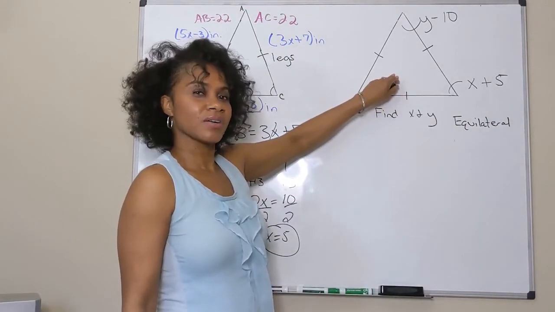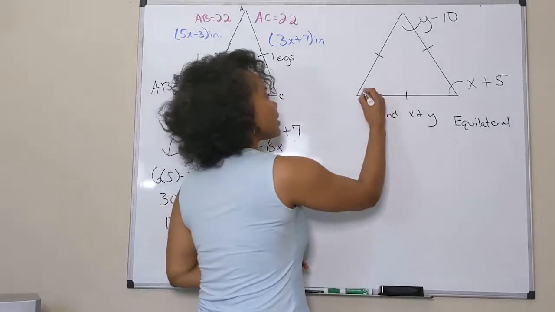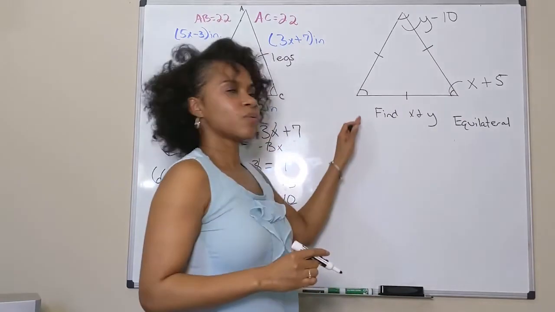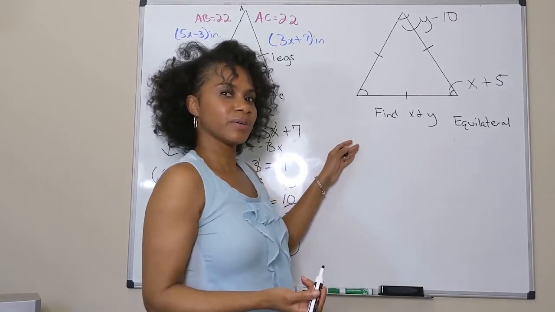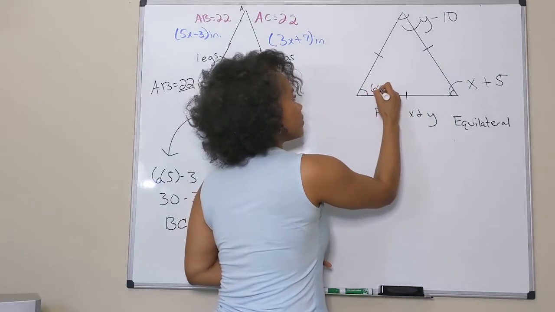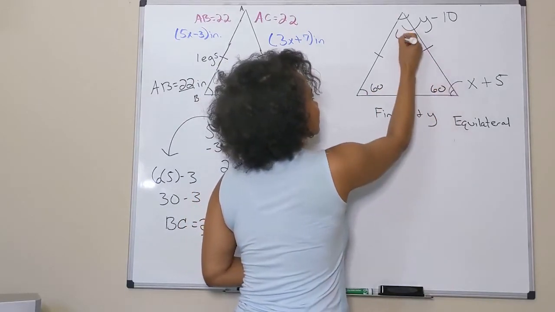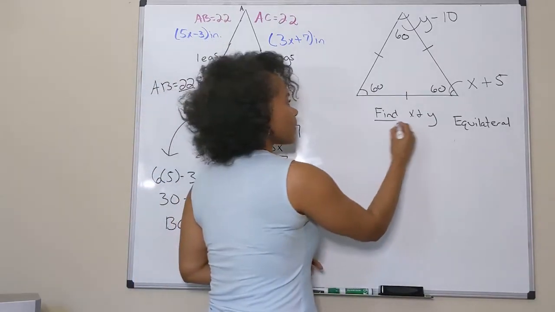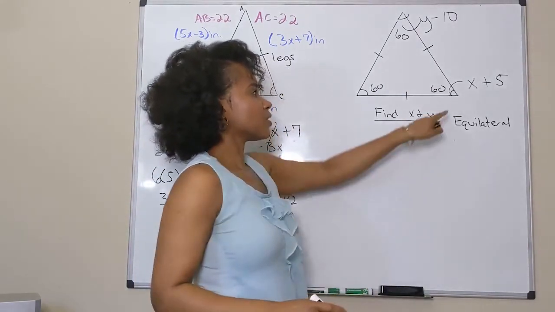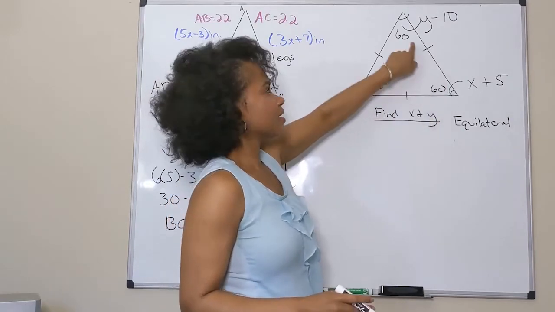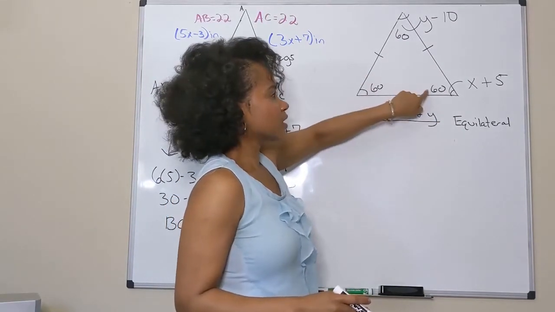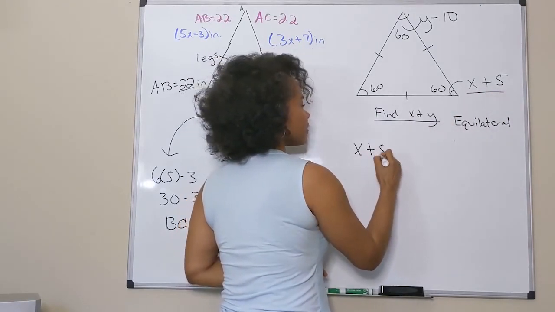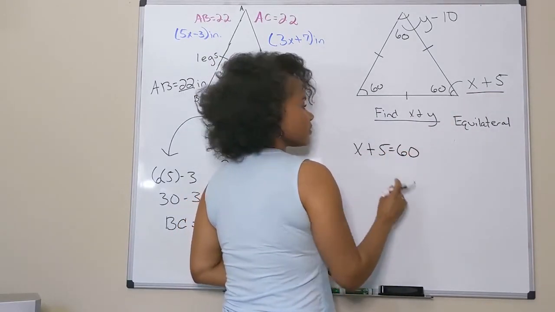Since all sides are congruent, we can conclude that all of these angles are congruent as well. And so since there are 180 degrees in a triangle, we know that each angle would have to be 60. All right. So now we want to find x and y. In order to find x and y, since we know that this angle is 60 and this angle is also 60, we can simply set this expression, x plus 5, equal to 60, to find x.